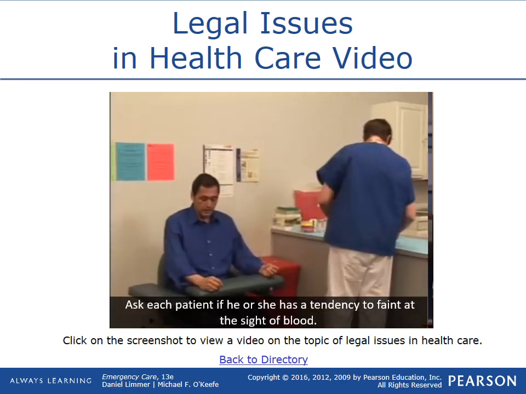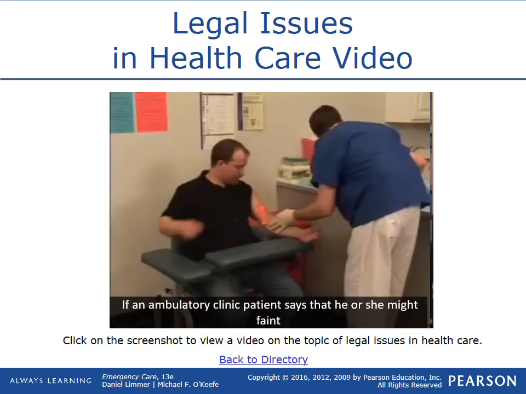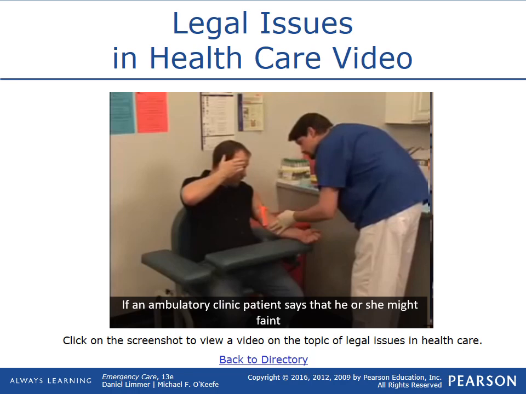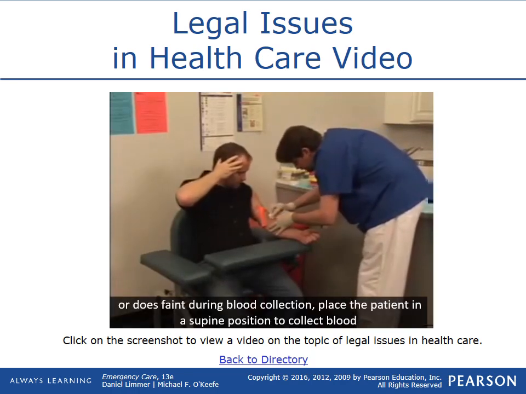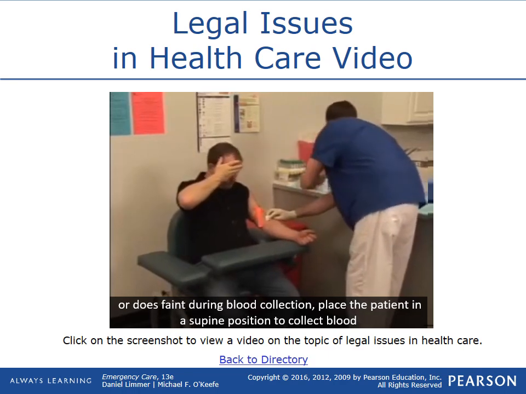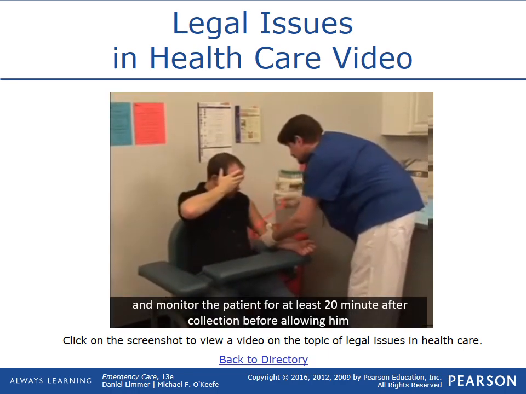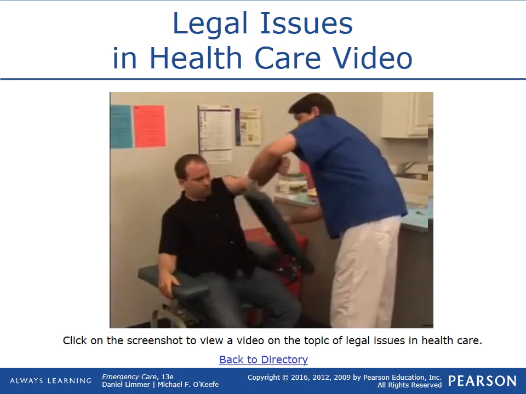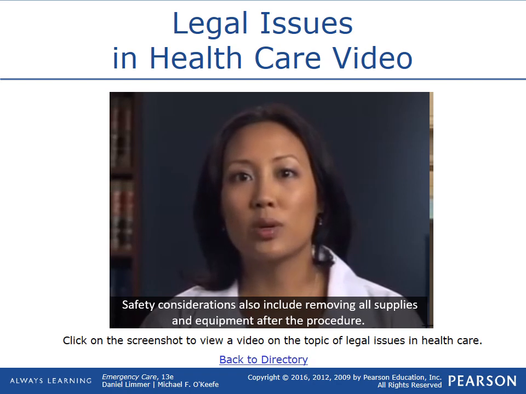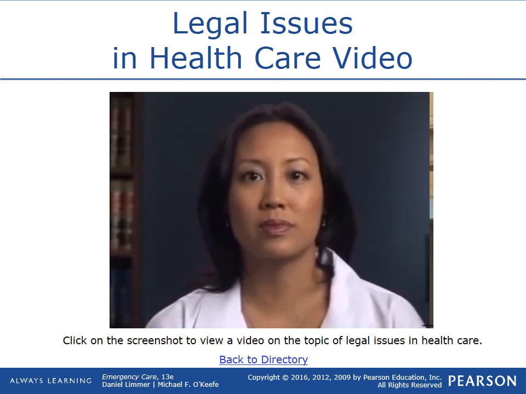Ask each patient if he or she has a tendency to faint at the sight of blood. If an ambulatory clinic patient says that he or she might faint or does faint during blood collection, place the patient in a supine position to collect blood and monitor the patient for at least 20 minutes after collection before allowing him or her to stand up and leave the facility. Safety considerations also include removing all supplies and equipment after the procedure.